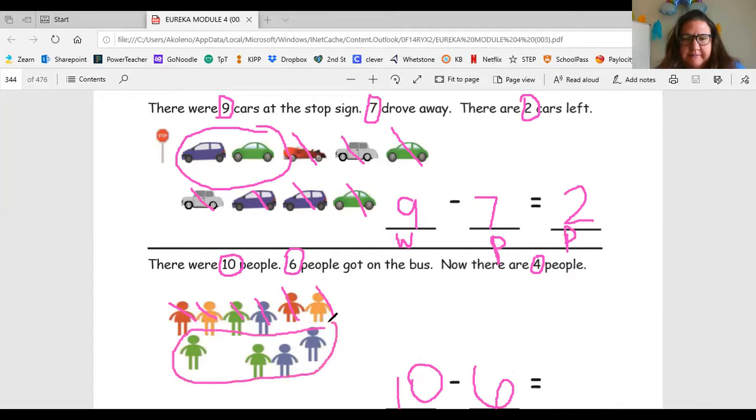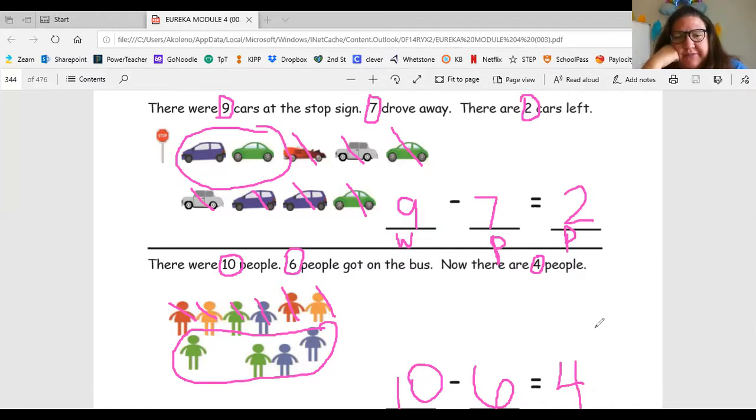Okay, now this time, again, pretend like this is my finger. 1, 2, 3, 4. 4 of them are left. 10 minus 6 equals 4, or 10 take away 6 equals 4.